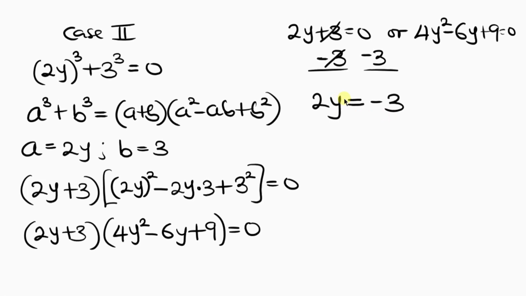Now to get the value of y, we divide both sides by the coefficient of y, which is 2. Notice that 2 cancels out 2, leaving behind y equal to negative 3 over 2. So we can call this the fourth value of y, since we've already got 3. Now let's move on to our second case. Let me call this case 2.